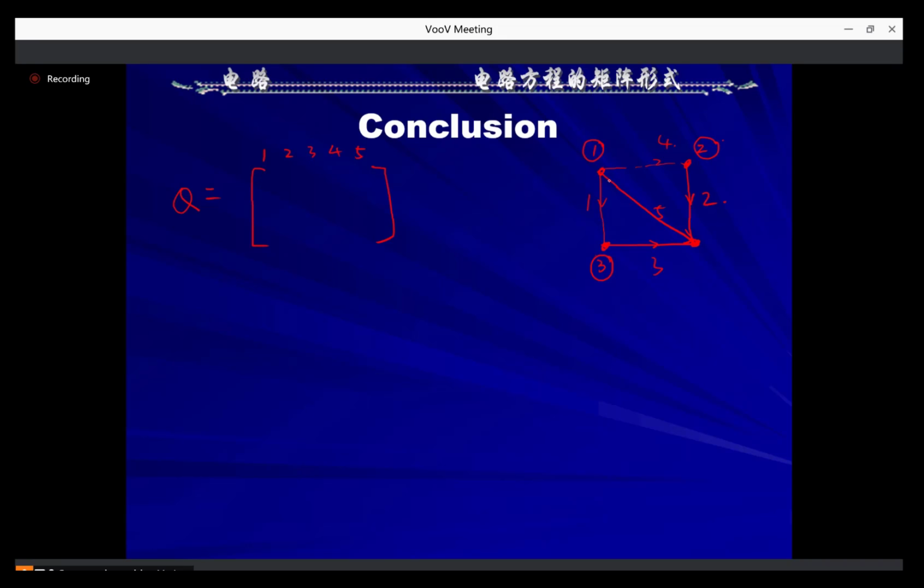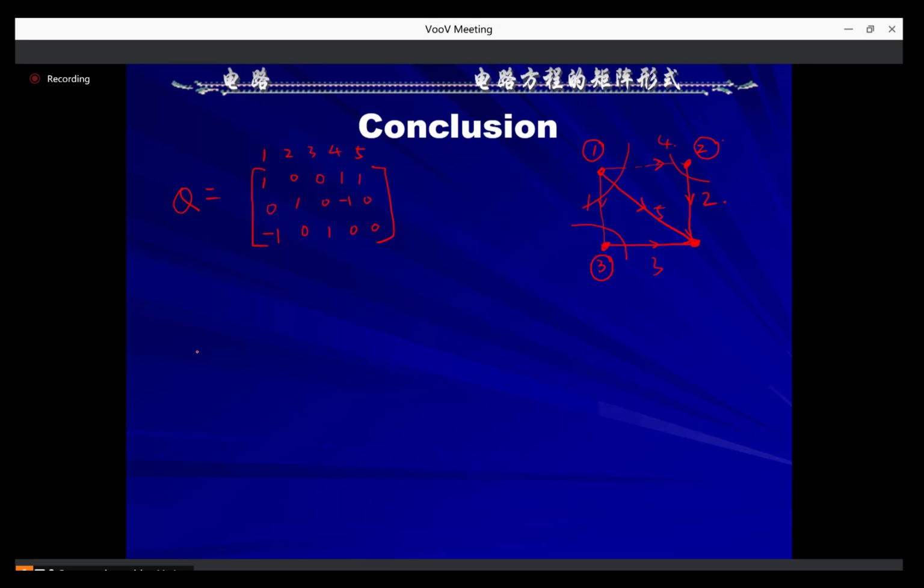And the cut-set 1. The cut-set 1 is 1, 0, 0, 1, 1: 1 and 5 in the same direction, 2 is 0, 3 is 0, and 4 is 1, 5 is 1. For the cut-set 2, it will be 1, 0, minus 1, 0, 0. For the cut-set 3, it will be minus 1, 0, 1, 0, 0. This is the Q.